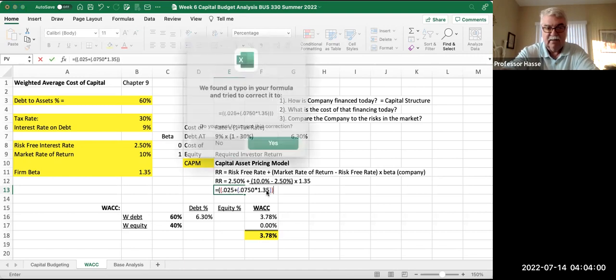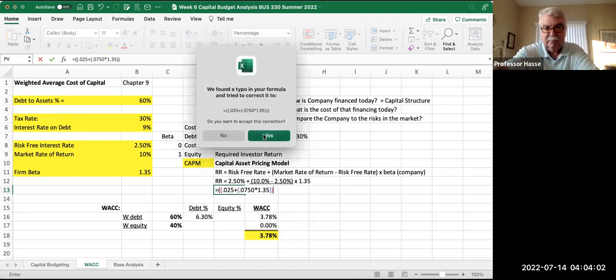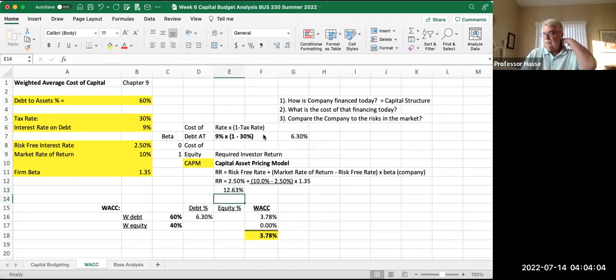And it is 12.63%. So 2.5% plus 7.5% times 1.35 is 12.63%. That's the company's cost of equity. If they wanted to attract investors by issuing equity in the market, that's the type of return they would have to give those investors to satisfy their desire to invest their money.